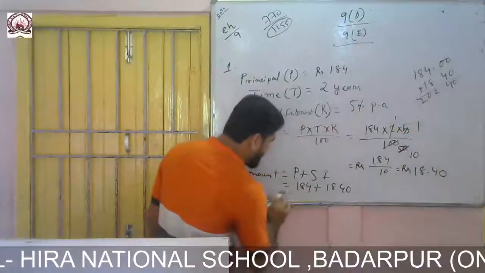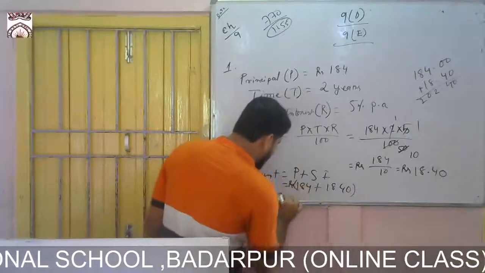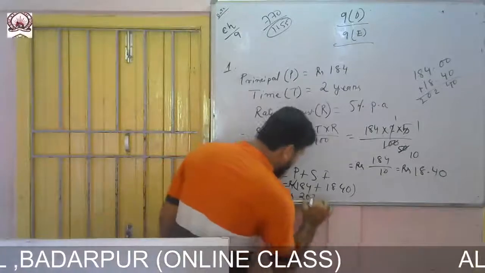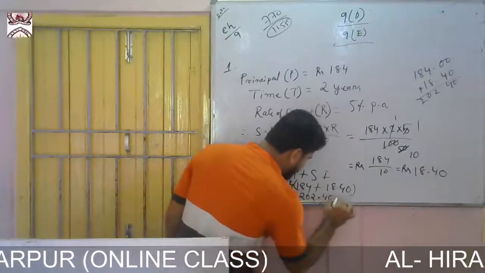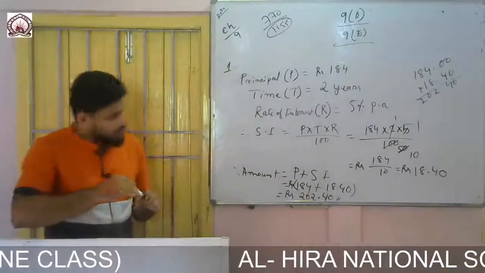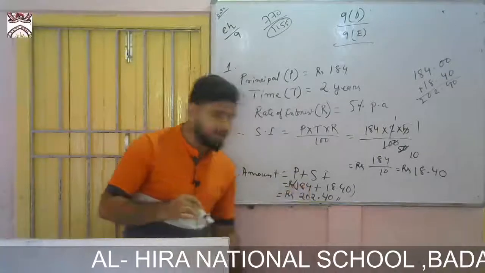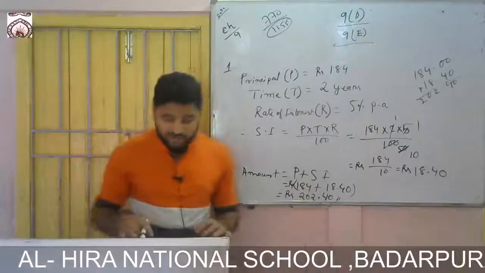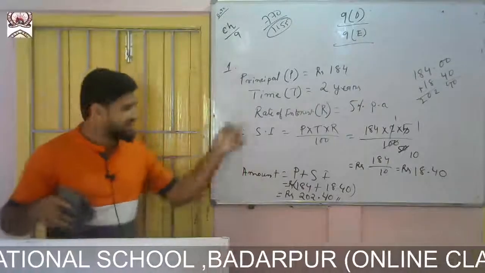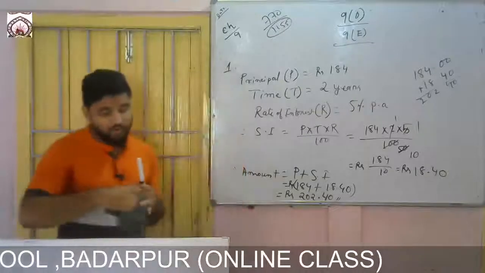So the answer is, here you write rupees 202.40. That is the answer. Okay, so question number 1 is finished. Now come to question number 2. Question number 1 will solve question number 3, it is exact, just the values change. And question number 2 will solve question number 4.